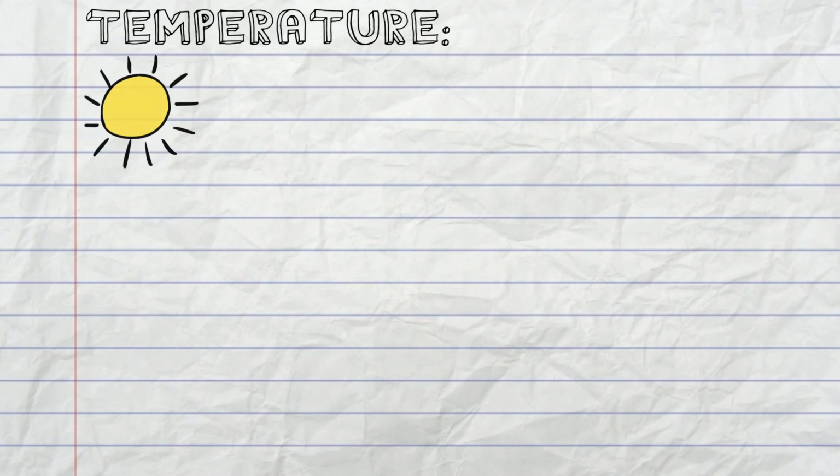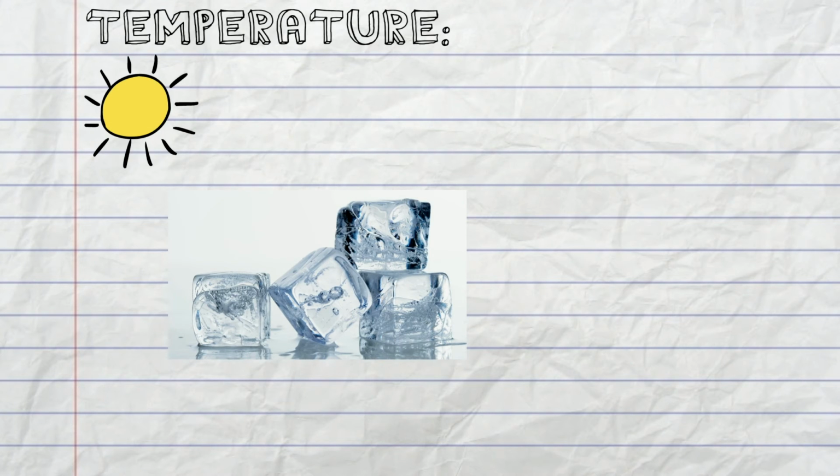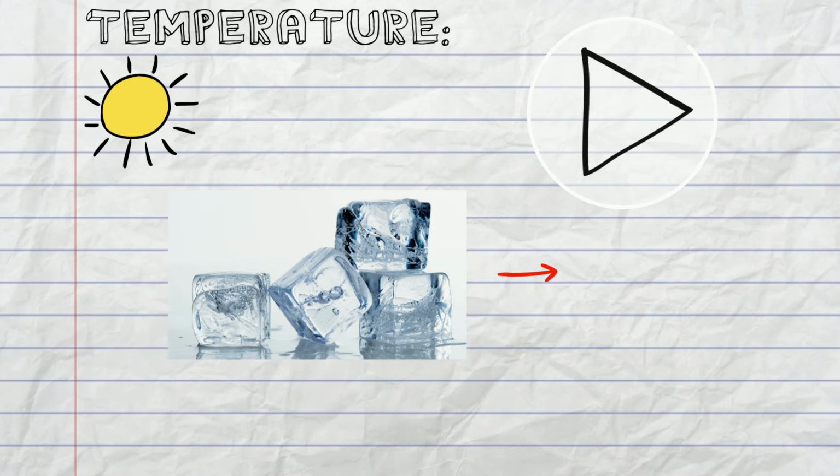Now, let's talk about how temperature affects the states of matter. Let's say you have a block of ice. If you leave the block of ice outside in a really hot place, like on a summer day, what happens? Pause the video and think. Welcome back. Of course, the ice is going to melt and turn into water, liquid water.